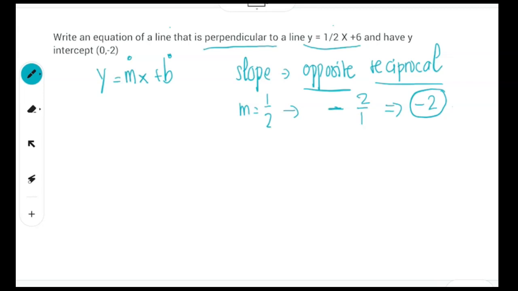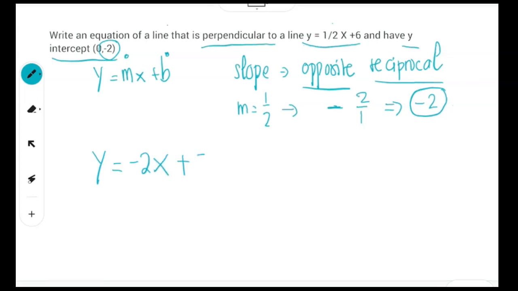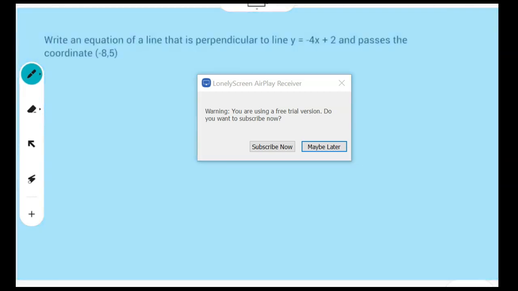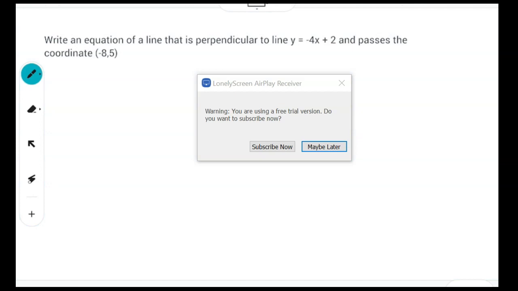Now we just need to find the y-intercept. Wait, do we need to do the calculation? We can, because we need a coordinate, but we don't need to in this case because you were given a y-intercept already. The y-intercept is negative 2. You're done. So the equation is going to be y equals, the slope is negative 2x plus the b is negative 2 right there. Again, you can write it as y equals negative 2x minus 2. You are done. Next example, going to be the last example for this one.